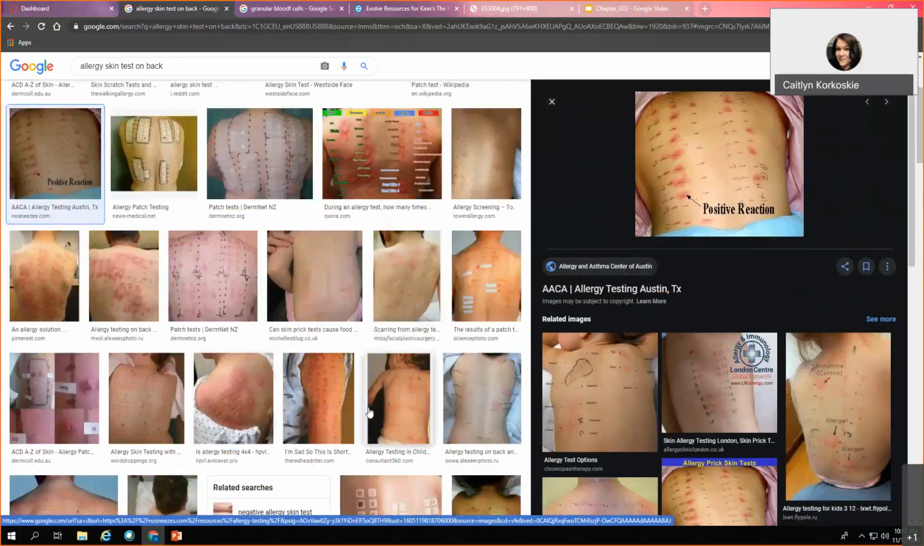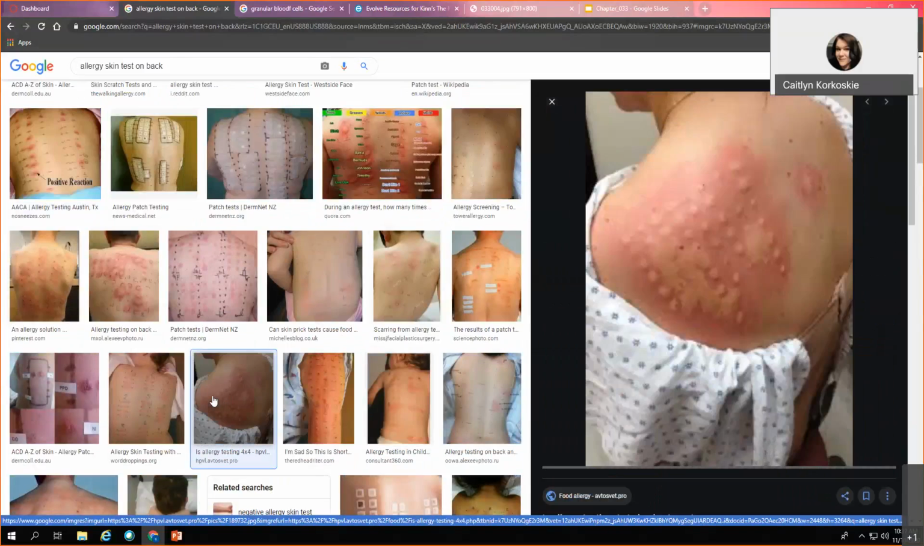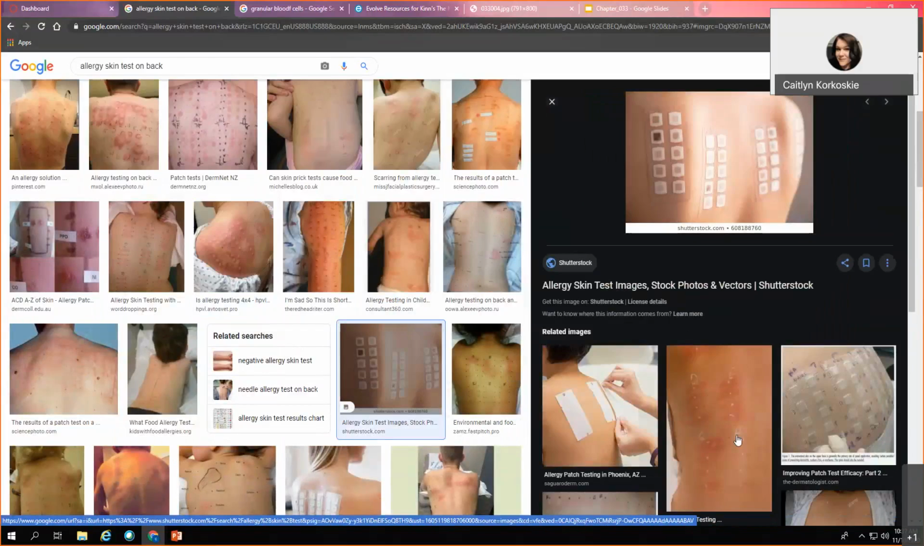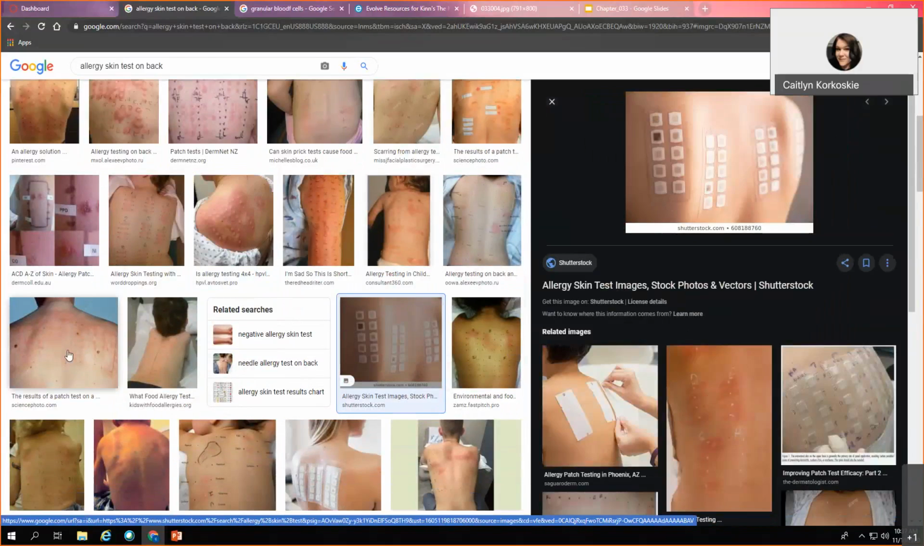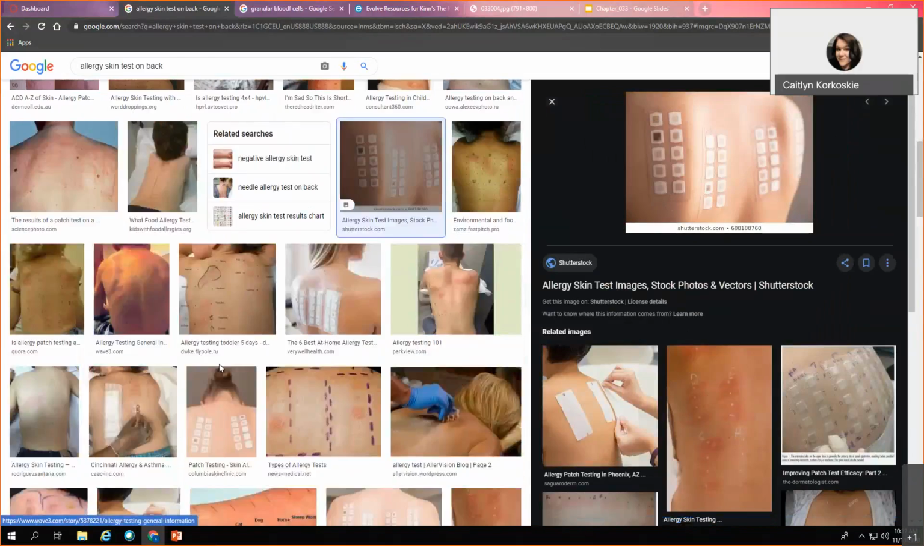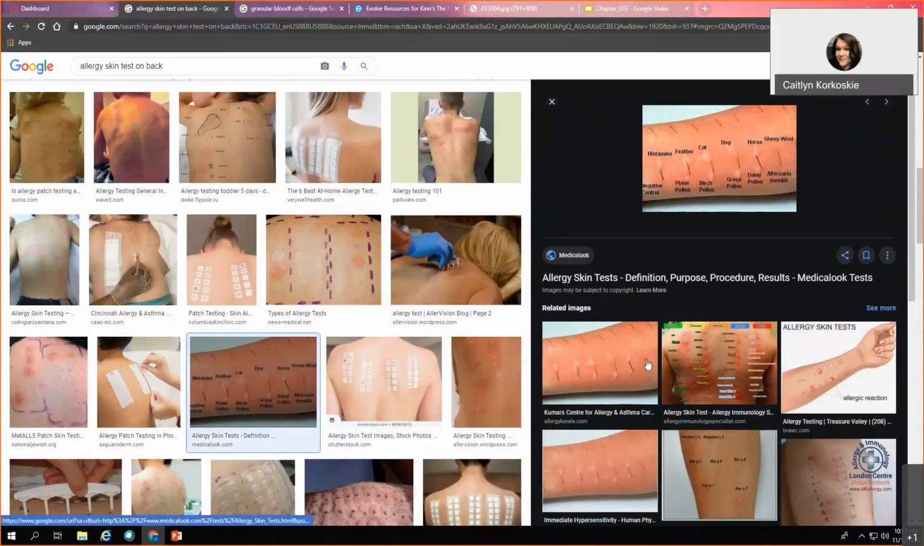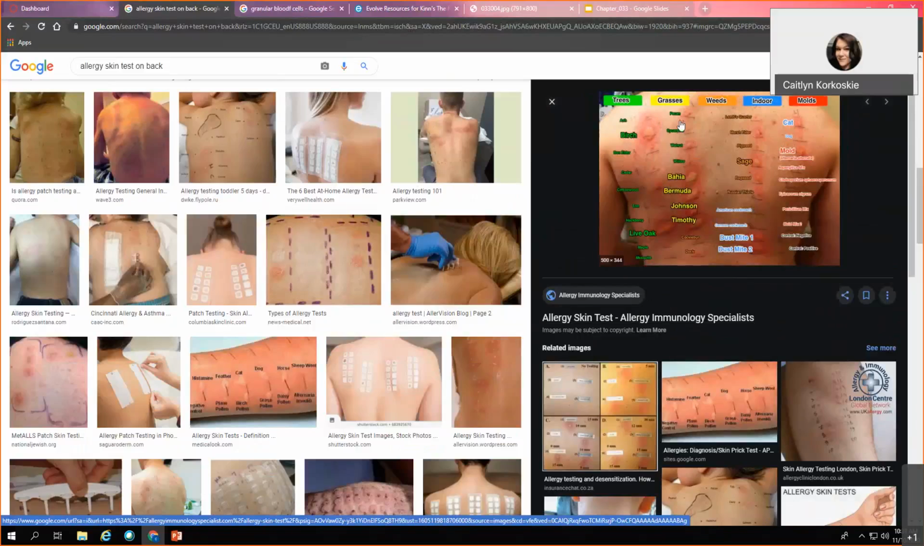Yeah, it's pretty itchy. The hard part is making sure they don't itch at it, so they'll usually put covered tape on top, which helps protect it if they do scratch. They'll make it into a grid and write it on a piece of paper, so they know exactly what it is that they're having an allergic reaction to.